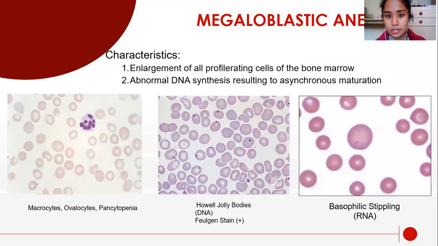So class, I narrowed down my discussion to megaloblastic anemia. So I want you to focus on this one. So its characteristics: your cells become bigger. Why? Because of abnormal DNA synthesis, resulting in asynchronous maturation. So there's something wrong with the DNA synthesis.